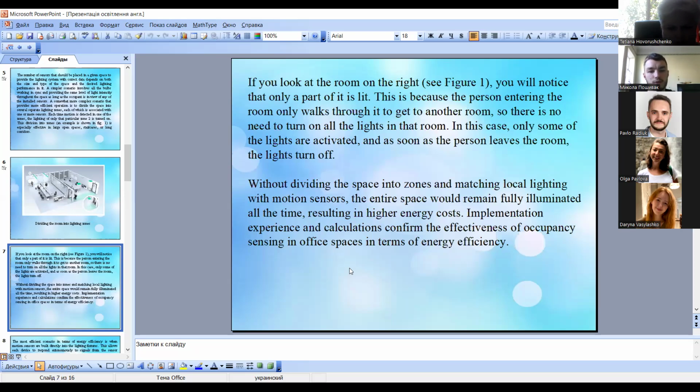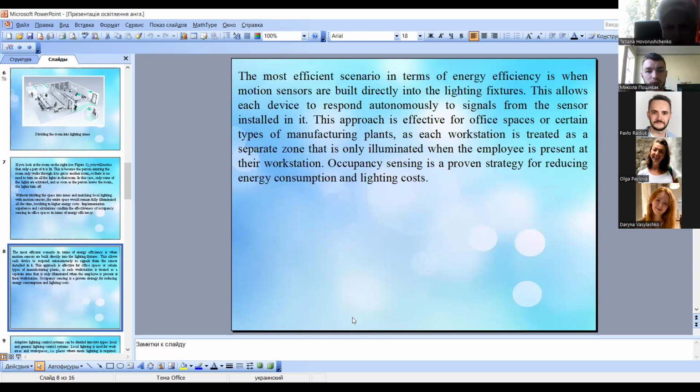Implementation, experience, and calculation confirm the effectiveness of occupancy sensing in office spaces in terms of energy efficiency. The most efficient scenario in terms of energy efficiency is when motion sensors are built directly into the lighting fixtures. This allows each device to respond autonomously to signals from the sensor installed in it. This approach is effective for the spaces of manufacturing plants, as each workstation is treated as a separate zone that is only illuminated when the employee is present at their workstation. Occupancy sensing is a proven strategy for reducing energy consumption and lighting cost.